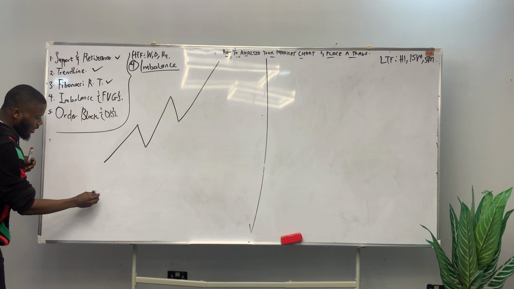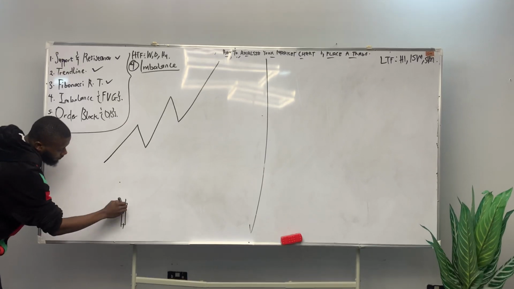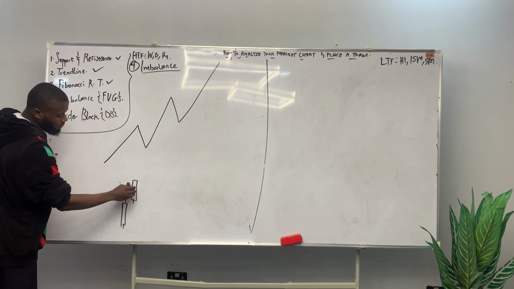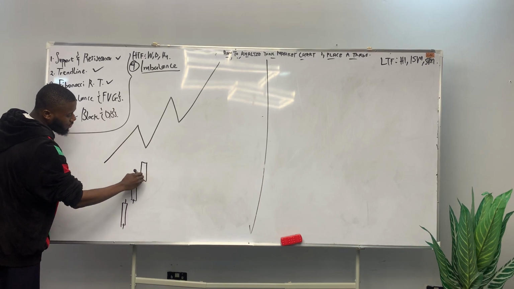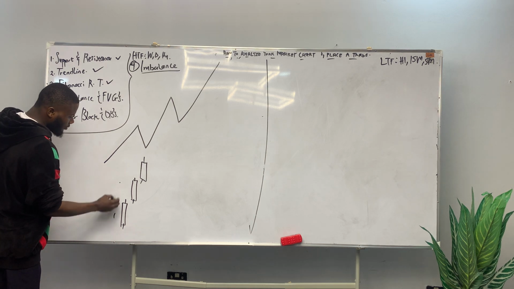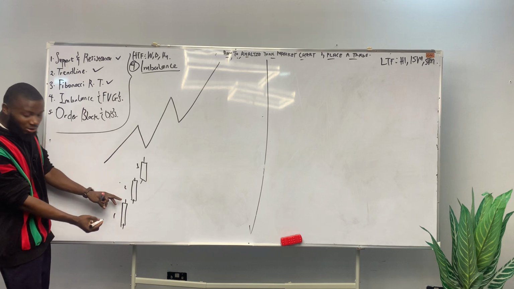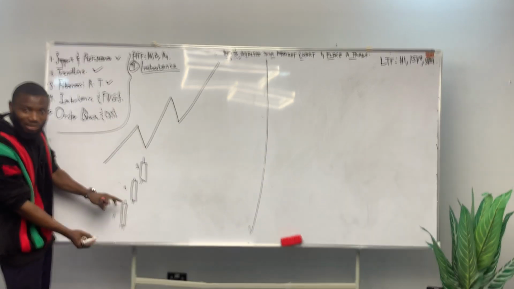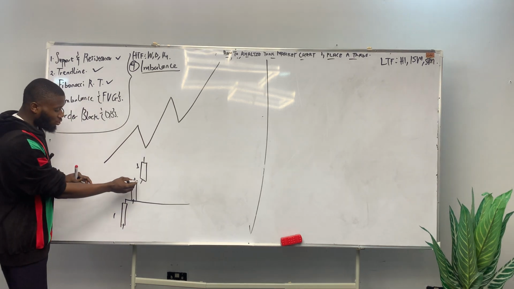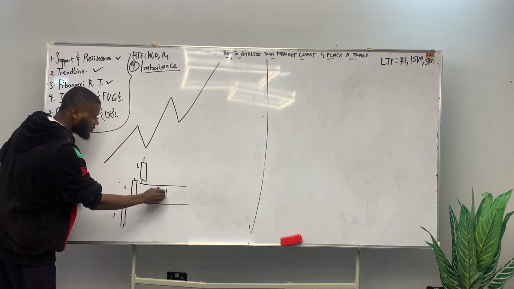These are imbalance forms. First candle, right? Second candle, right? Third candle. So it occurs between 3 candles. 1, 2, 3. The gap between the first candle's high and the third candle's low. This space here is the imbalance.